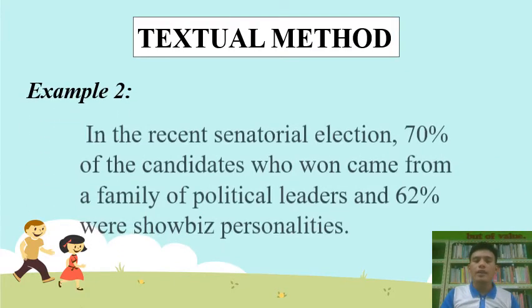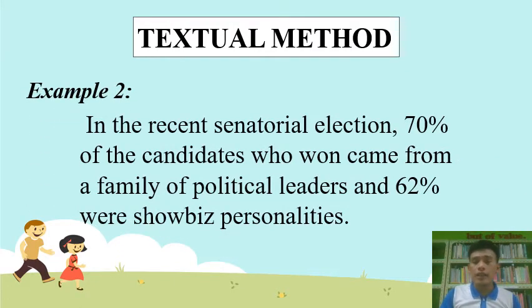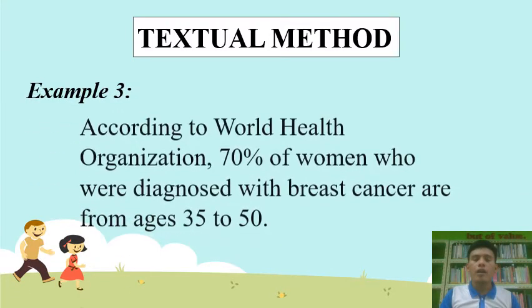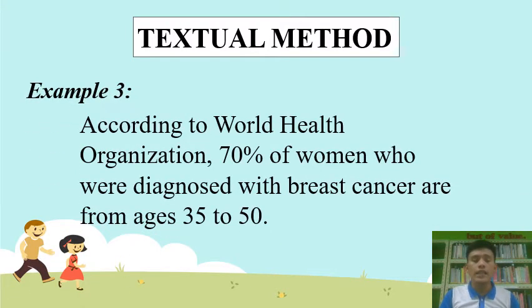Next example, in the recent senatorial election, 70% of the candidates who won came from a family of political leaders and 60% were showbiz personalities. Another example, according to World Health Organization, 70% of women who were diagnosed with breast cancer are from ages 35 to 50. That's a textual method type.